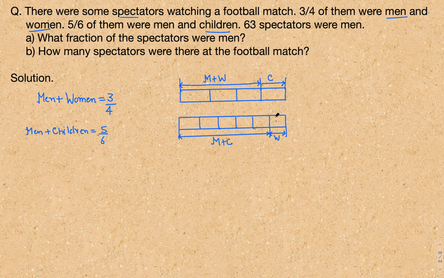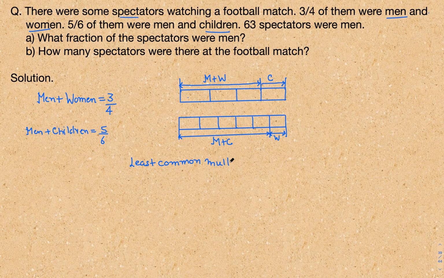So how can we do that? This is divided into 4 parts, and the other one is divided into 6 parts. So the next thing we have to do is find the least common multiple of 4 and 6, so that we can divide it equally. I hope all of you know, you learned it in primary 4 itself. So what will be the least common multiple of 4 and 6? Please try it. Keep the answer ready.